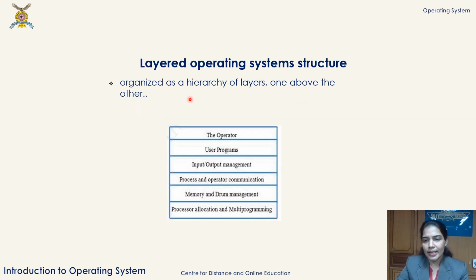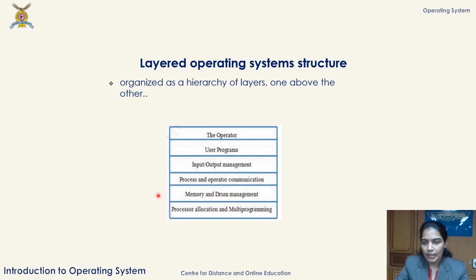The next is layered operating system structure. As you can see, it is organized as a hierarchy of layers, one above the other. The system is made up of basically 6 layers. The layer 0, that is the last layer. Layer 0 is responsible for allocation of processor and switching among the processes. So anything about the process management is done at this layer, layer 0.